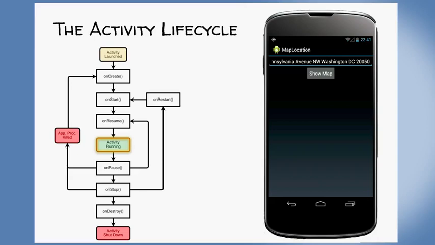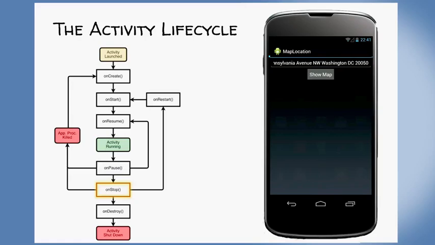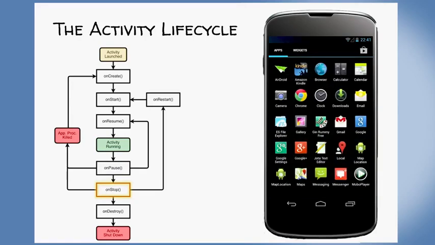And finally, when the user eventually loses interest in MapLocation, he or she might hit the back button again, in this case to end the application. At this point, Android will again go through the process of removing MapLocation from the screen. It will first call onPause, then onStop, and then this time it will call onDestroy before completely terminating the application.